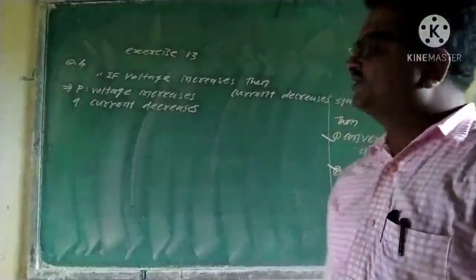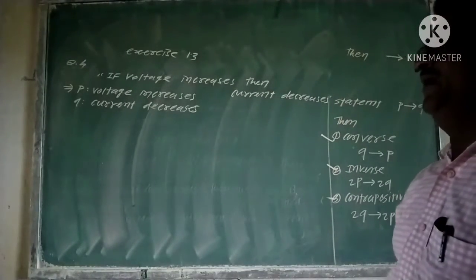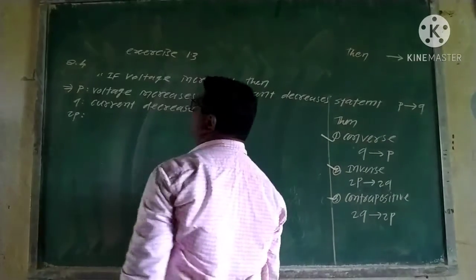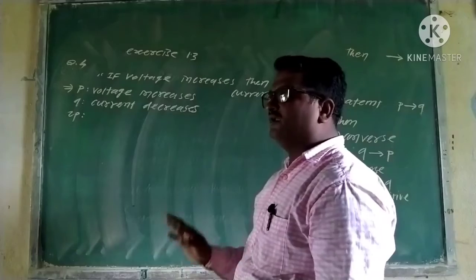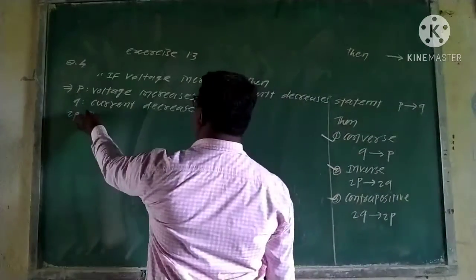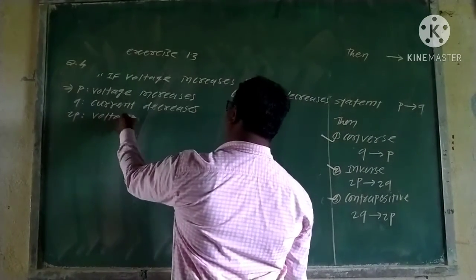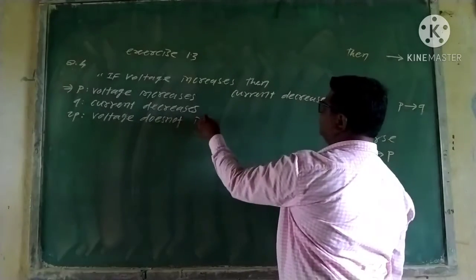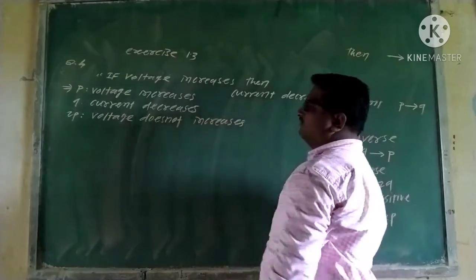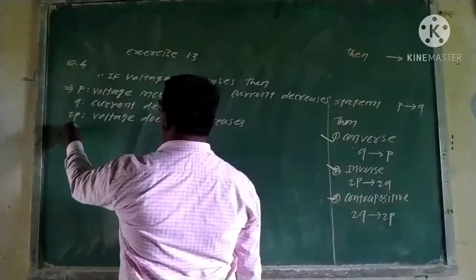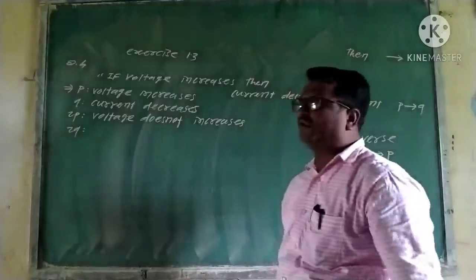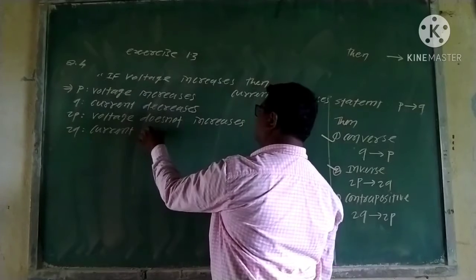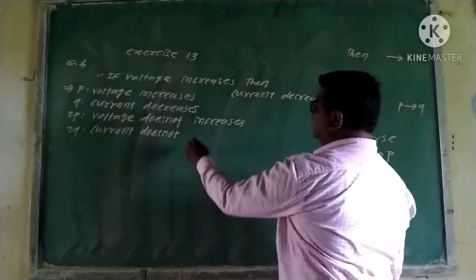Next we can write the negation of the given statements P and Q. Now we have negation of P: voltage does not increase. And negation of Q: the current does not decrease.